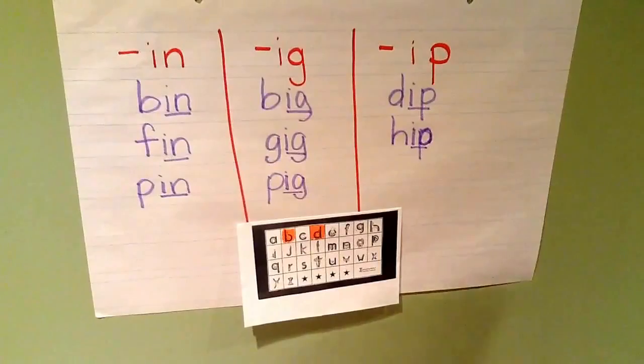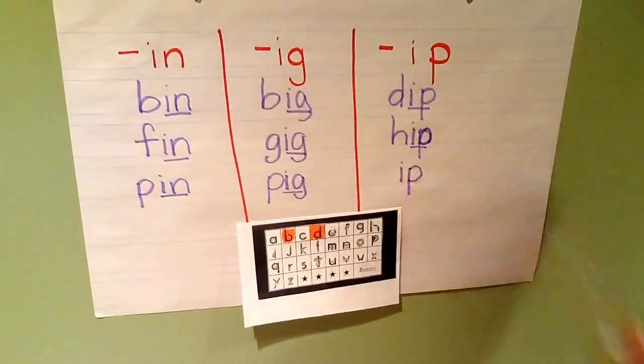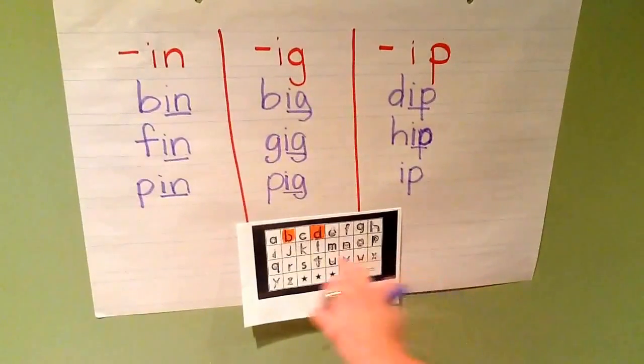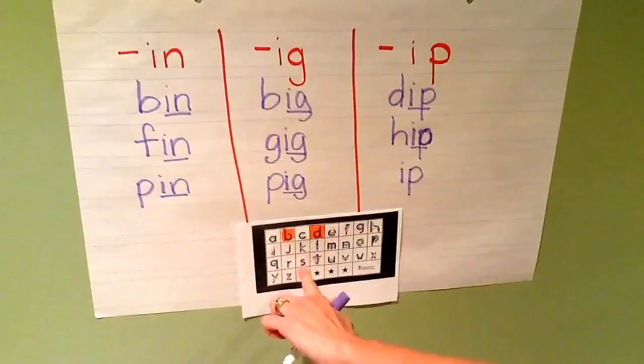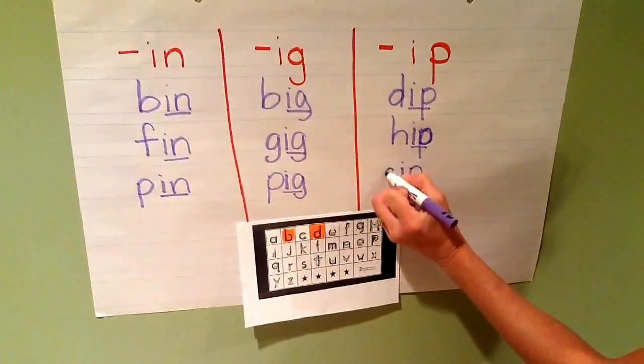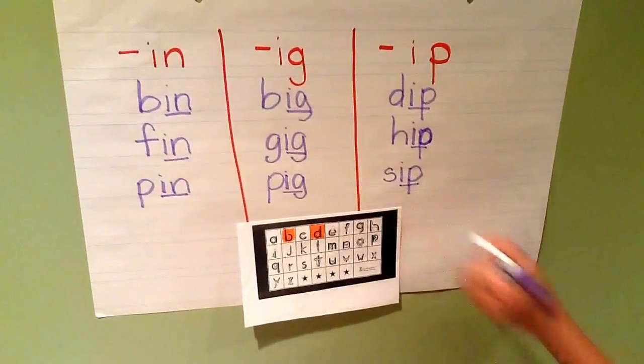Let's come up with one more ip word. Can you find a letter that I can add to the beginning? I see one. How about the letter S? Sip. You take a sip of your drink. Sip again has that same word family.